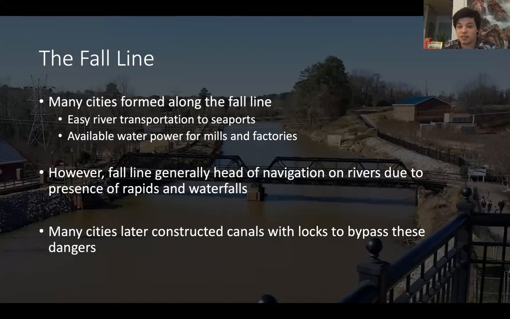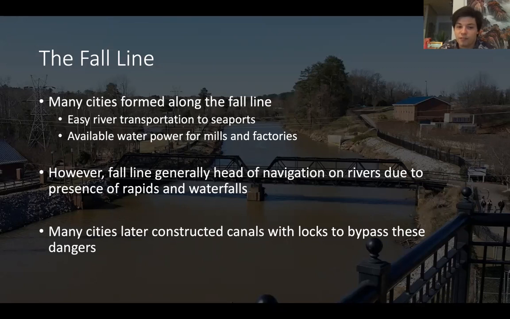A lot of cities along the East Coast have formed along this fall line. That's in part because of easy river transportation to seaports, and also in part because of available water power for mills and factories. And you can see that in Columbia. Maybe even some of you live in some of these old mills. Olympia, Granby, those used to be mill buildings. And so they would have been on this river for this reason.